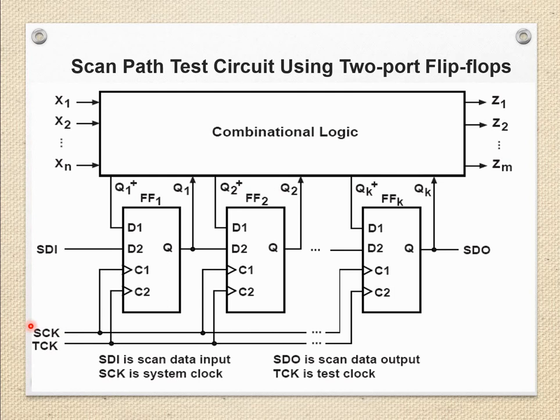In the normal mode it will be using the system clock, in the test mode it will be using the test clock. In normal mode, Q1 will be given as the D1 input and output Q will be given to the combinational logic. So this is the normal functioning. In scan mode, input will be taken from this SDI, it will run through D2, then Q is connected to the next flip-flop input D2, and likewise through the chain of flip-flops, finally we will get the output SDO, that is scan data out.